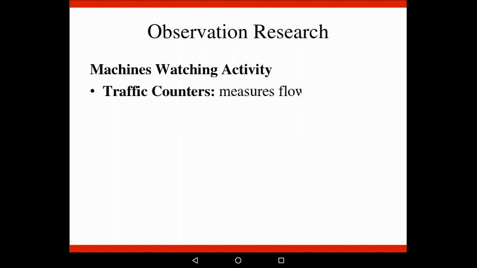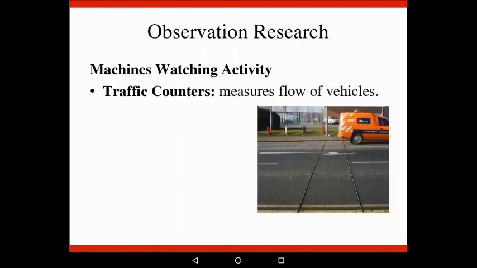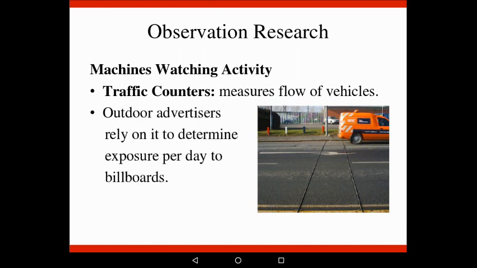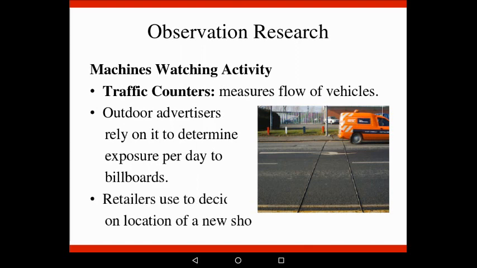Then we have machines watching activity. So you have traffic counters. They measure the flow of traffic, how much traffic is in specific areas, and it's usually used by outdoor advertising companies. They use the information to determine where to put up their billboards, because they obviously want to put up billboards at the places that have the most traffic. And retailers will also use this to determine where they must put their new shop, because they want a place where there's lots of traffic, lots of people walking.